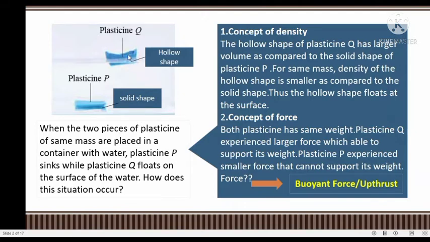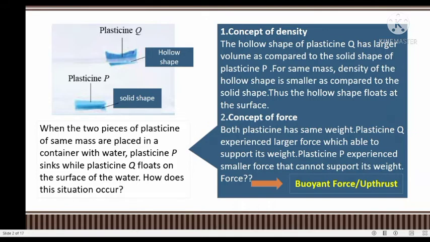If we look at the mass, both have the same mass, of course the same weight. But why does the solid shape sink, but the hollow shape floats? This situation can be explained by two concepts. The first one, we can consider the concept of density, because we already know that an object which is less dense will float in a denser liquid.